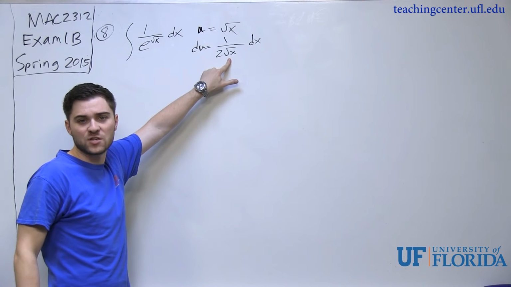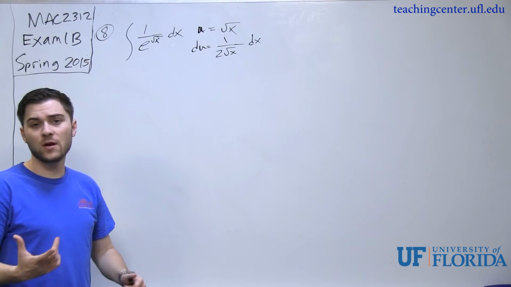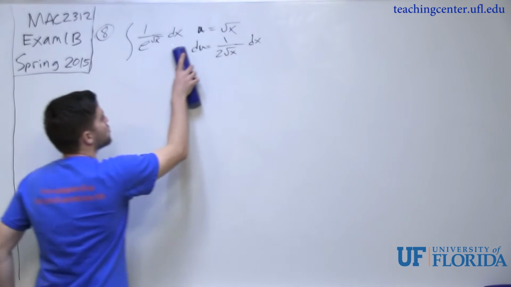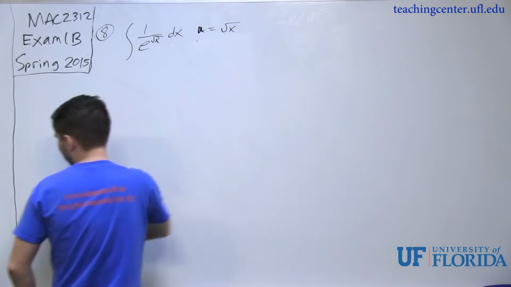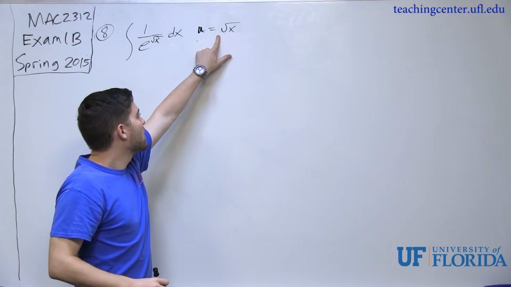So this doesn't help me. This substitution isn't going to work unless there was a 1 over 2 square root of x somewhere in there, then it would have worked perfectly. But in this case, it looks like it doesn't work. So I can't do this substitution, at least not in that form.